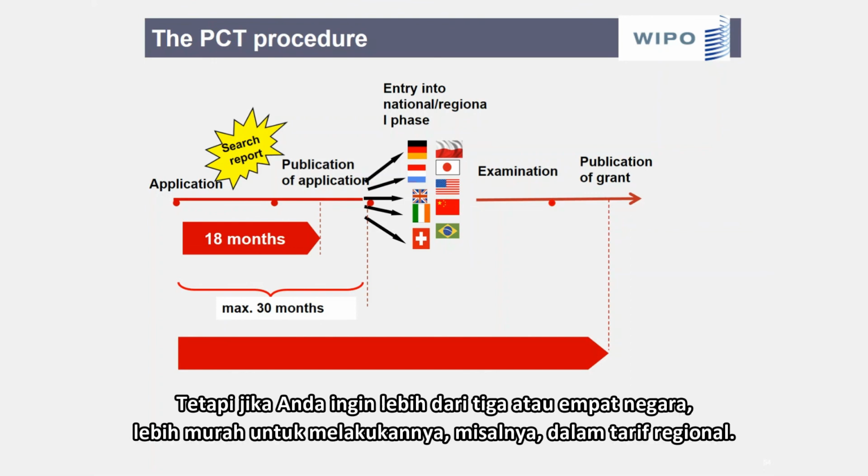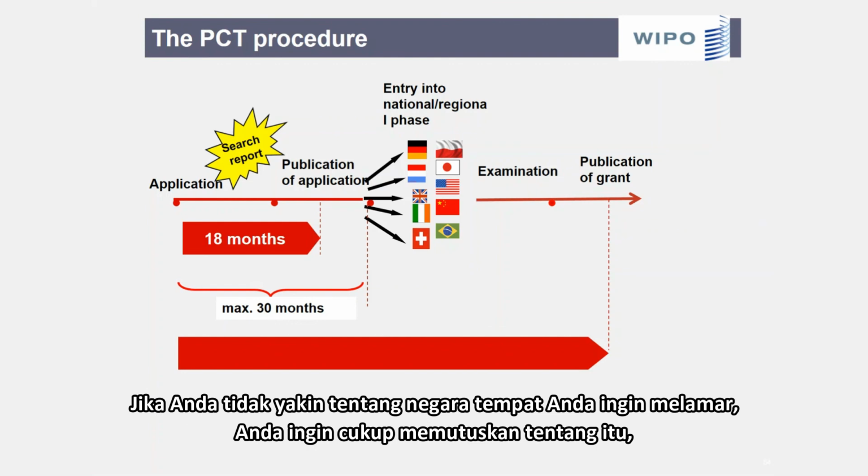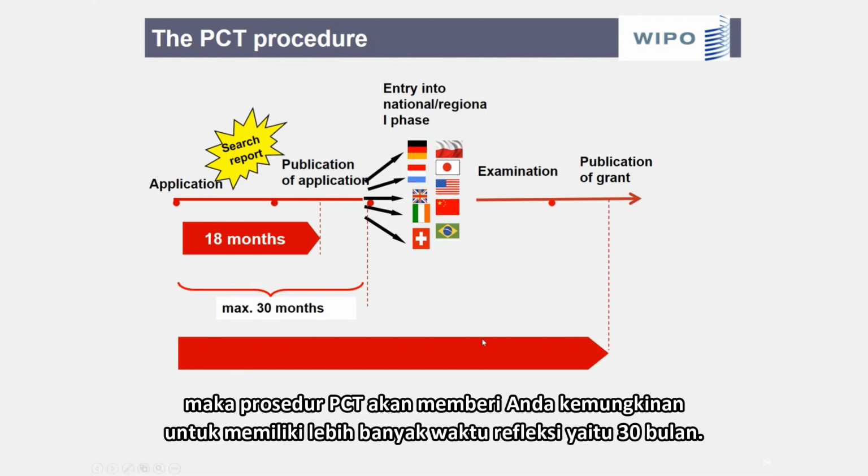But if you want more than 3 or 4 countries, it is cheaper to do it, for example, in a regional way. If you are not sure about the countries where you want to apply, and you want to have enough time to decide about that, then the PCT procedure will give you the possibility to have a bit more reflection time, that is 30 months.